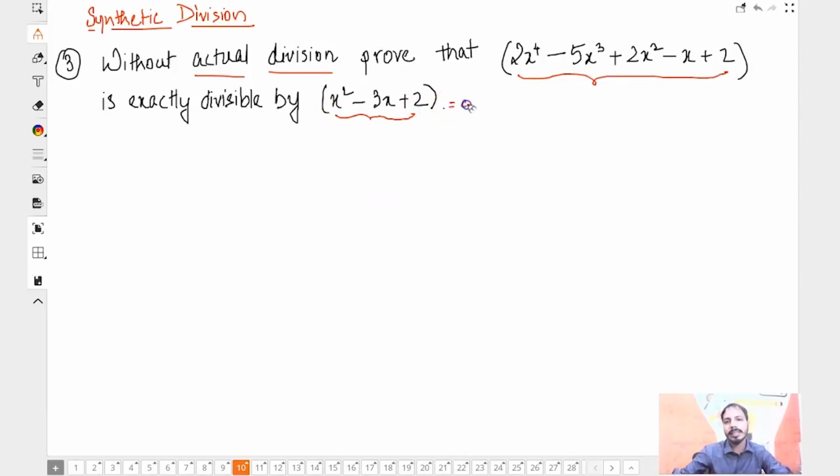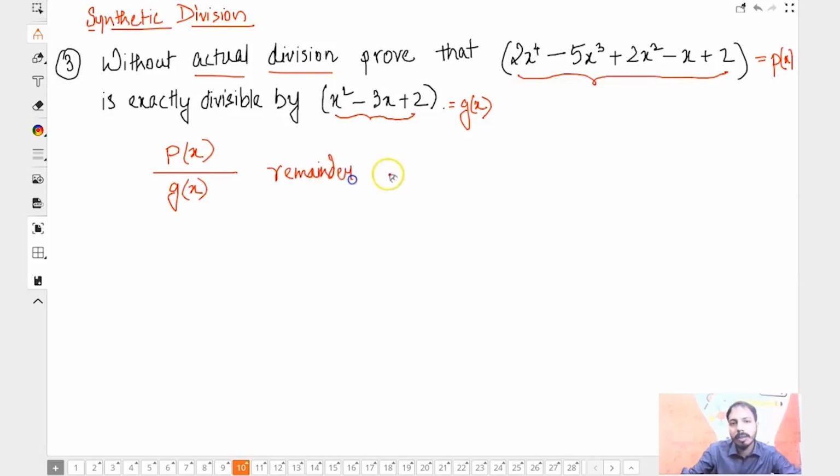Let us say this is g of x and let us say this is p of x. So what are they saying is exactly divisible. What do you mean by exactly divisible? That means when I divide p of x by g of x, then the remainder should be equal to 0. This is what exactly they want to say.